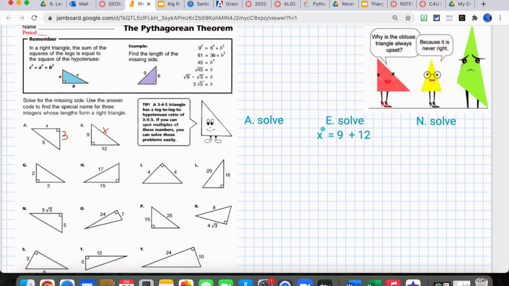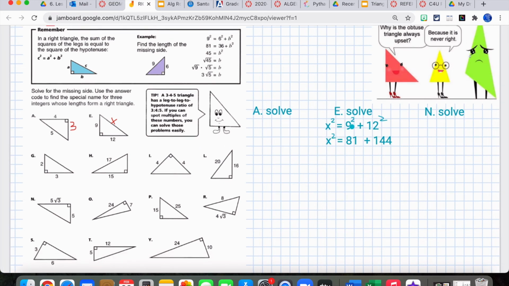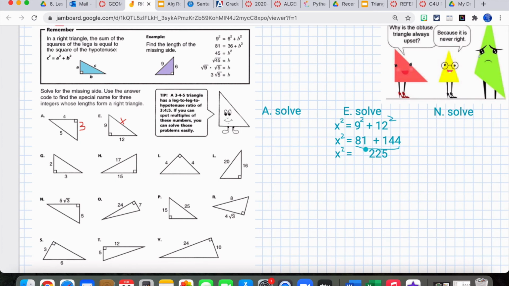We substitute in. I have c squared, so that becomes x squared. I have 9 squared plus 12 squared. That can be letter A and then letter B, or you can have 12 squared plus 9 squared. x squared is going to stay the same. Try to line up your equal sign. 9 times 9 is 81, plus 12 times 12, I get 144. Bring down the x squared. 81 plus 144 is 225.